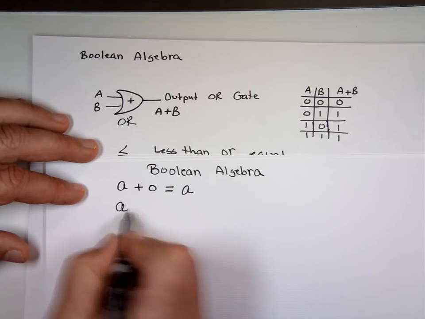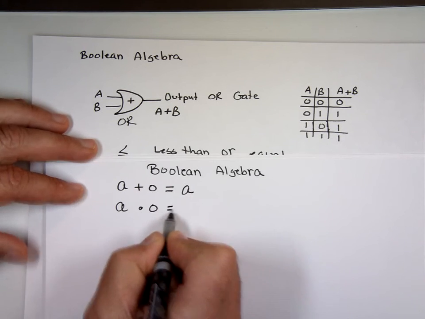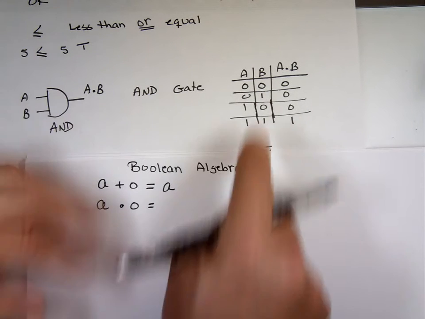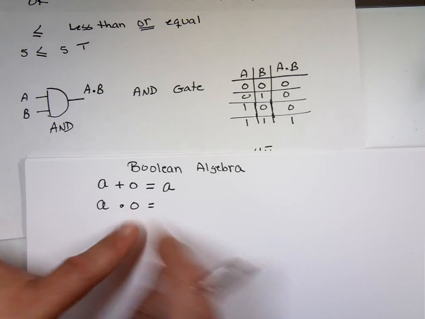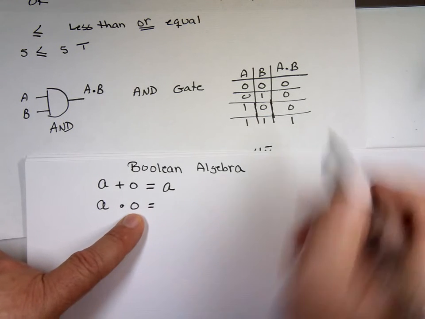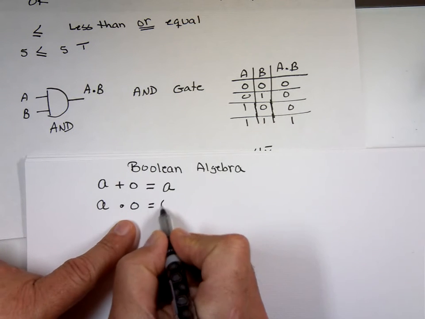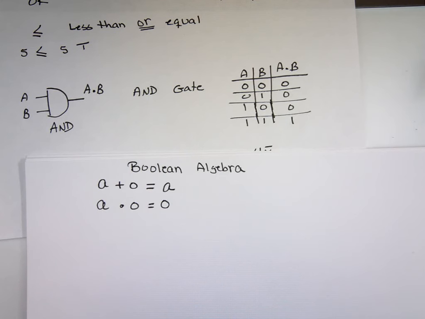A and 0. That's an AND gate. Notice here's my AND gate. If one of the inputs is 0, what is the result of that AND gate? 0. It looks like normal math, doesn't it?